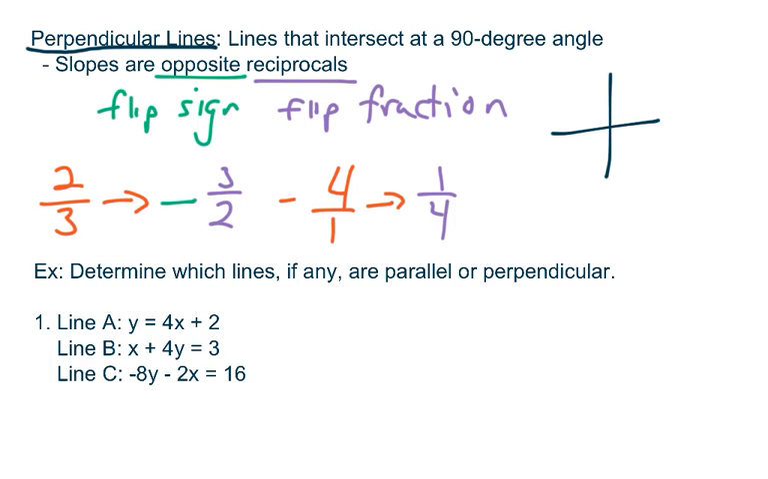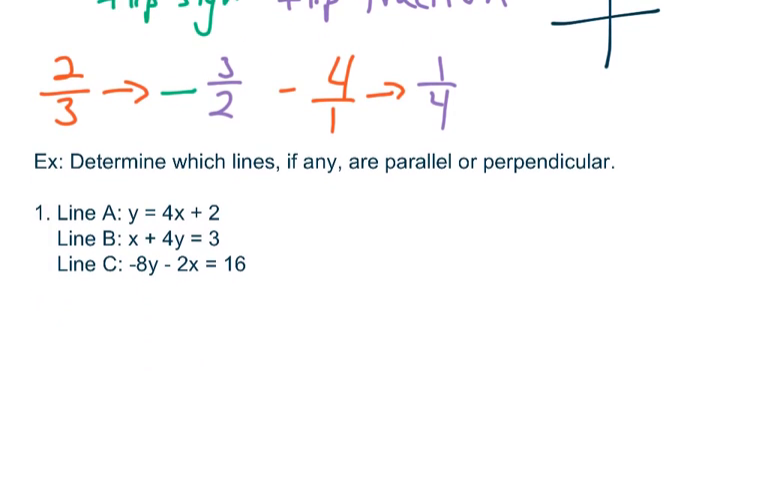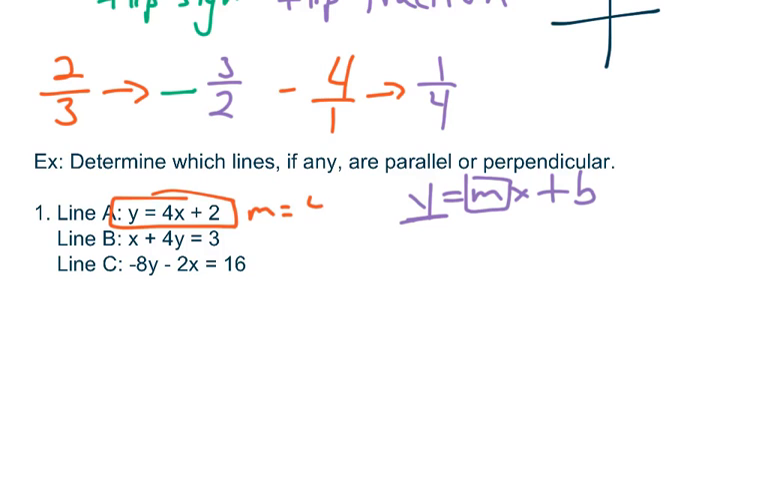So the first set of examples here: determine which lines, if any, are parallel or perpendicular. This one, they're not giving you points on a line, they're giving you the actual equation of a line. And this actually works in our favor because we don't need to do a whole lot of work. We just need to put all of these equations in slope-intercept form, y equals mx plus b. Once we get y by itself, the number in front of x is our slope. So we don't actually need to calculate slope. We just need to rewrite our equations in slope-intercept form. Line A is already done for us. It's already in y equals mx plus b form, so our slope in line A is 4.